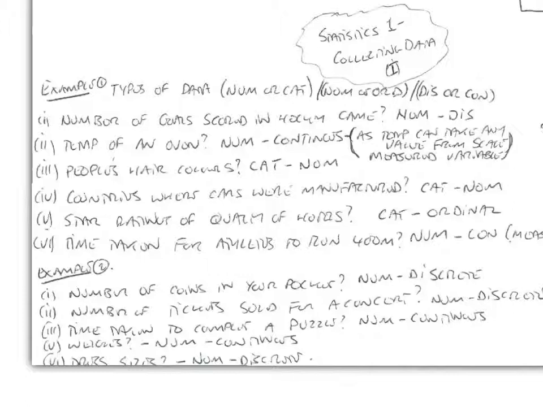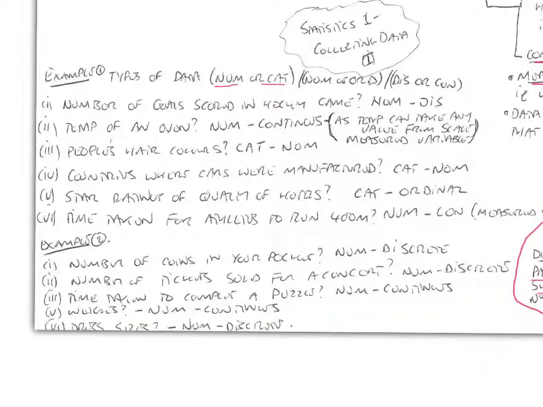Okay, so we'll just look at these examples here. It might give us a better idea if we work through a few. So we'll consider some examples of data, and we'll see, are they numerical or categorical? Are they nominal or ordinal? And are they discrete or continuous? So the number of goals scored in a hockey game is numeric or numerical data, and it's discrete. The temperature of an oven is numerical data, and it's continuous, and this is because temperature can take any value from the scale, and also that the temperature is a measured variable.